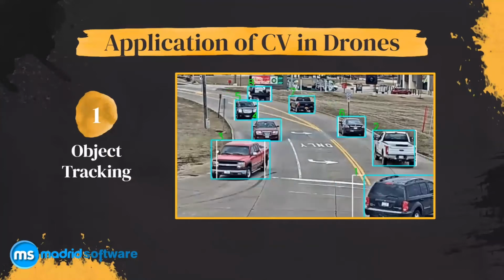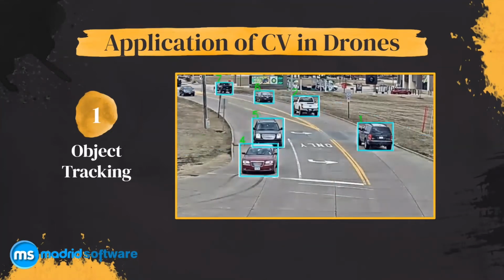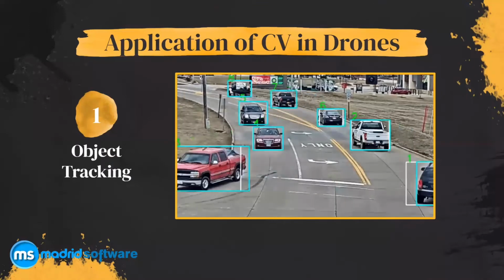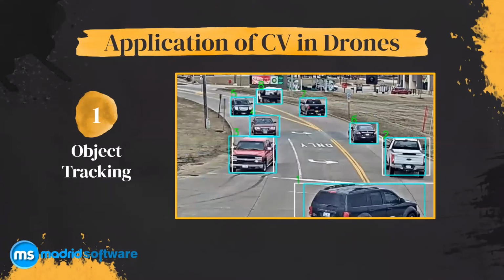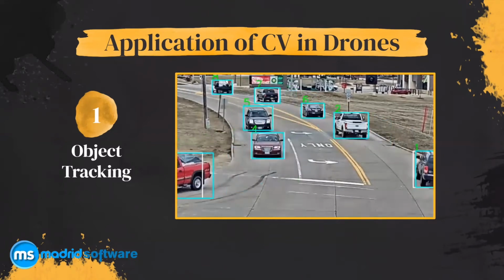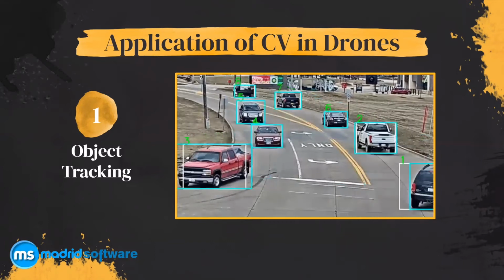Number one is object tracking. The military drones that Ukraine or Russia is using are able to detect objects, and that is why they are able to destroy the tanks and the moving convoys of the forces.